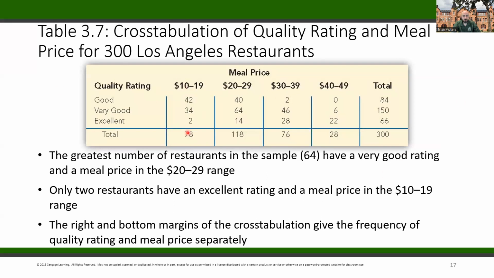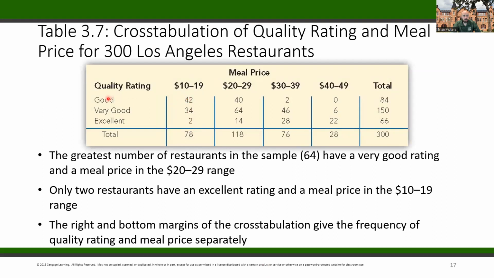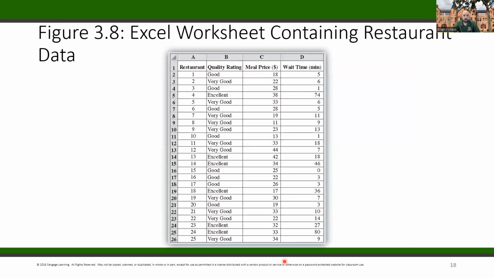If we wanted to construct this cross tabulation, we would do that by just counting. Basically, we would look, okay, this was good, $18. So then I would write under good, $10 to $19, I would make a tally mark here if I was doing this by hand. And I would keep doing that all the way through for all 300 of them until I had 42 tally marks under this spot where good and 10 to 19 meet. Fortunately, we don't have to do that. We could use a COUNTIF function to find that in Excel. But an easier way to do it would be with a pivot table.